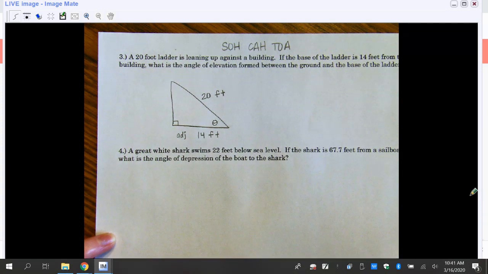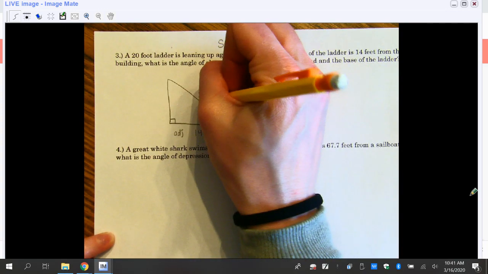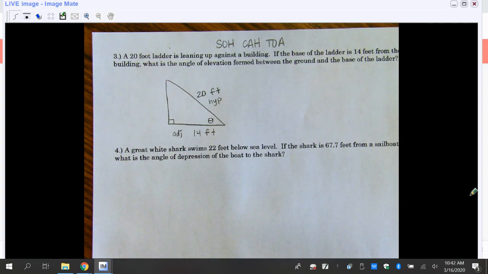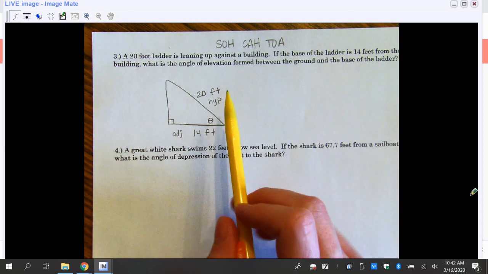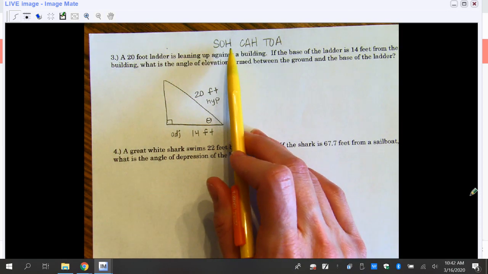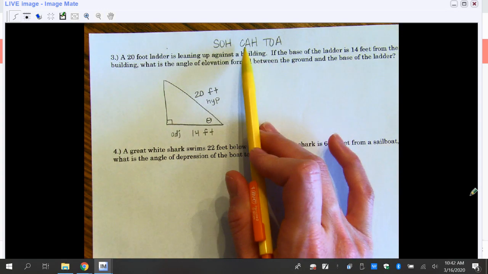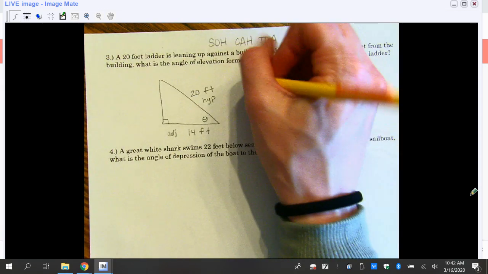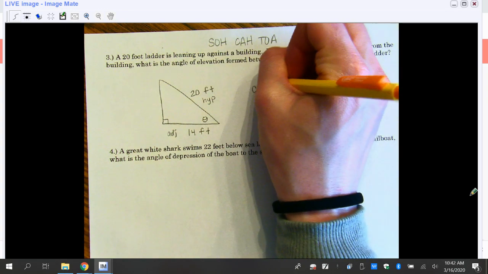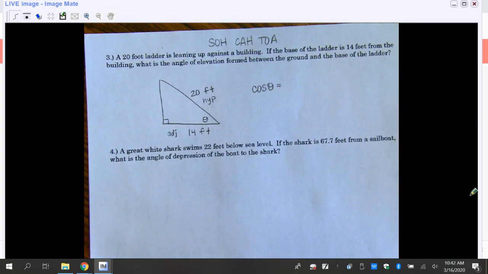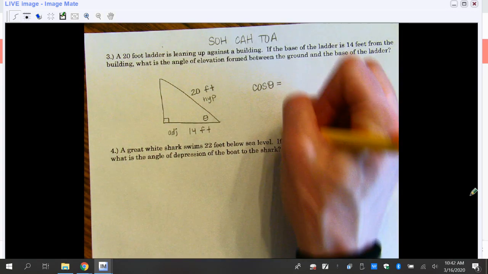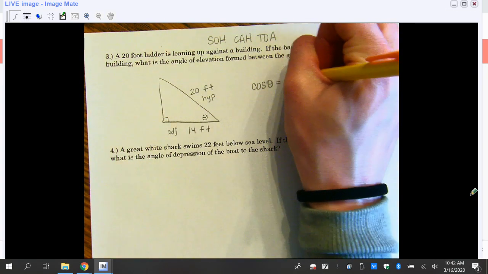This side is across from the right angle, so that's going to be my hypotenuse. When I look, I'm not going to use sine because I don't know the opposite side. I'm not going to use tangent because I don't know the opposite side. That leaves cosine. So cosine of theta, or whatever variable you decide, x, z, a, it doesn't matter. Cosine of theta is going to be adjacent over hypotenuse.